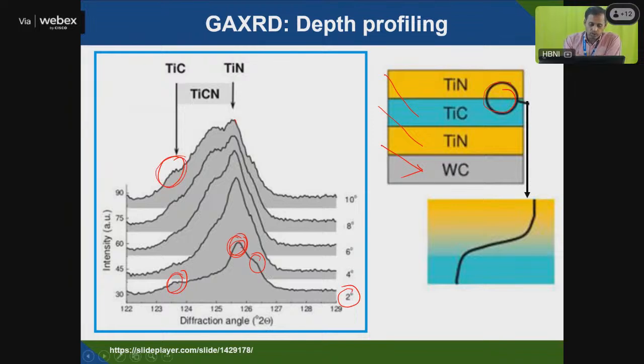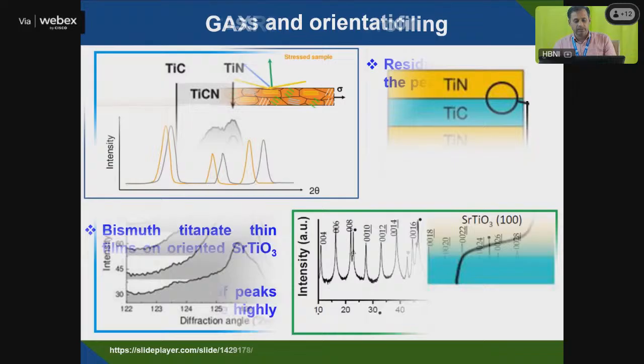Okay, so when you go to the interface of the TiCN and TiC, you can get an interface zone here, where the blue and yellow light is overlapping. So there you are able to get an intermediate structure, TiCN. So an intermetallic structure can also be found using this depth profiling.